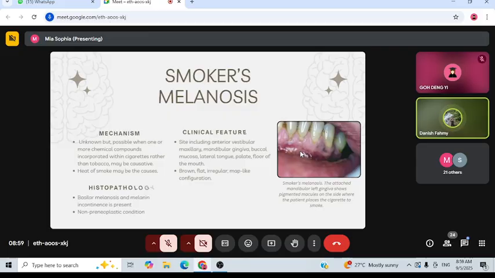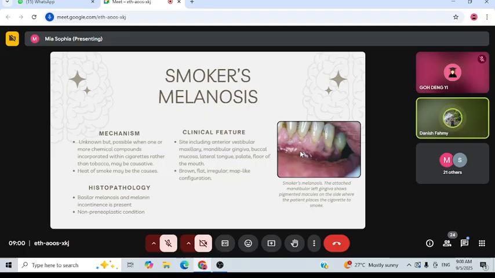Next is smoker's melanosis. The cause is unknown, but it is possible that one or more chemical compounds incorporated within cigarettes, rather than tobacco, may be a causative agent for this lesion. Heat of smoke is a main cause of this lesion. For the histopathology, basilar melanosis and melanin incontinence are present, and it is a non-preneoplastic condition.